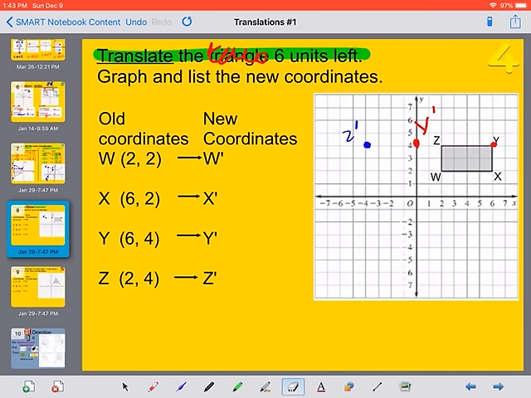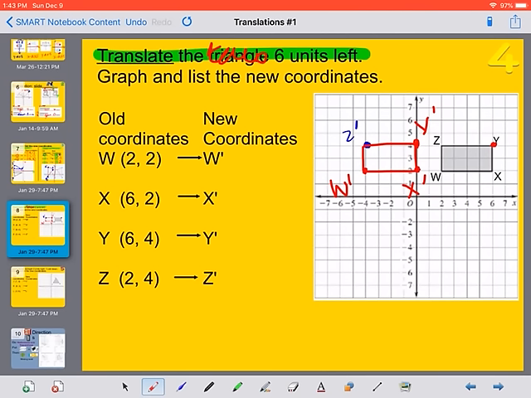If you want, you could probably figure out the whole rest of this shape without counting 6 to the left, because x is 2 down from y, and w is 2 down from z. Oops, w. W prime and x prime. We have the same figure, just 6 units to the left.